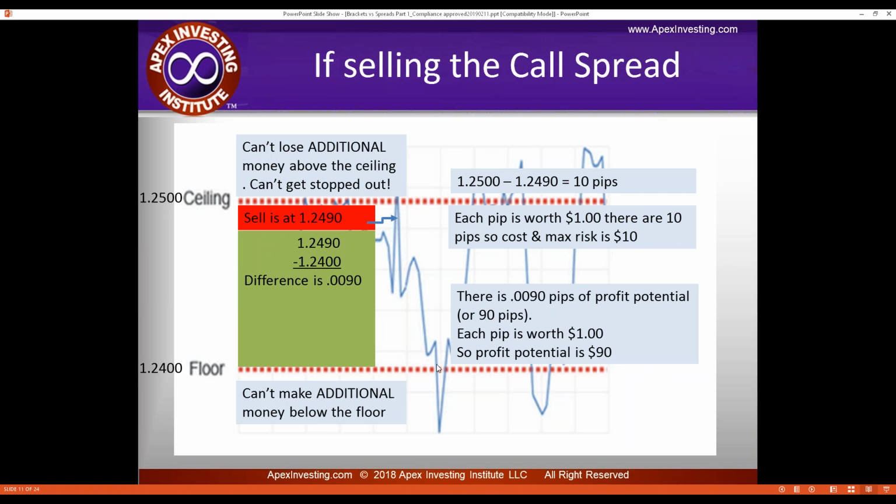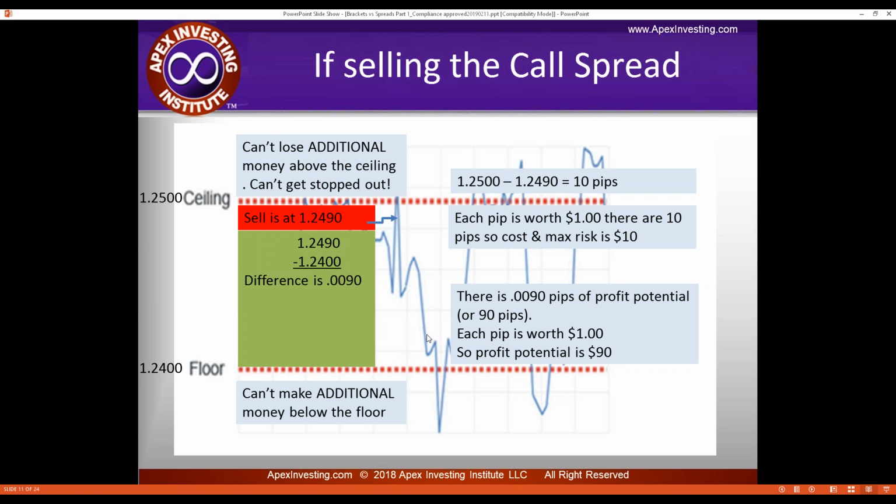Now notice it does come down and hit the floor, but then it keeps going. I do not make additional money below this floor. So I don't lose above and I don't make more below. I'm trading in this box. Now granted, if the market keeps going in my direction, it doesn't mean I can't hop into another spread that has a floor and ceiling below here.